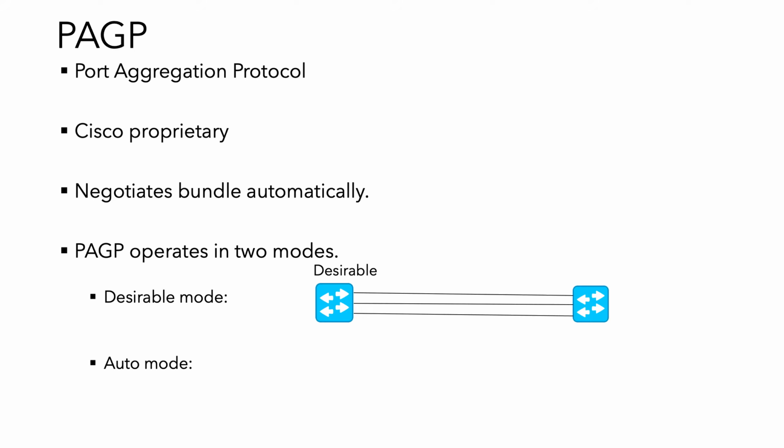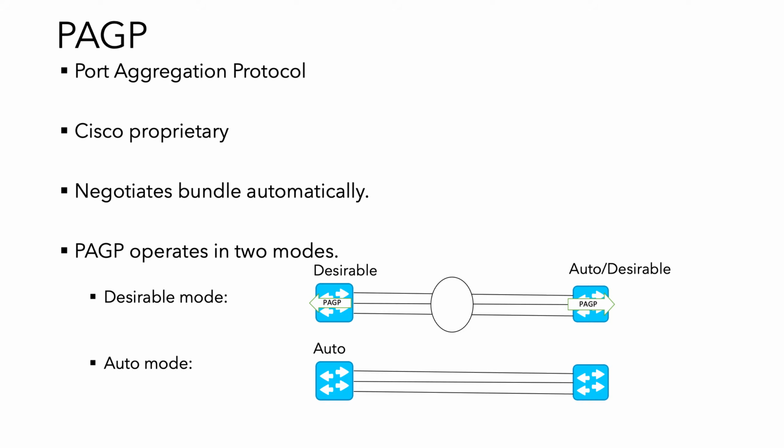In desirable mode, it actively negotiates PAgP aggregation. EtherChannel will form if the remote end is configured as auto or desirable mode. Whereas in auto mode, it passively negotiates PAgP aggregation. EtherChannel will not form if the remote end of the link is also configured with auto mode. It expects the negotiation to be started from the peer end.